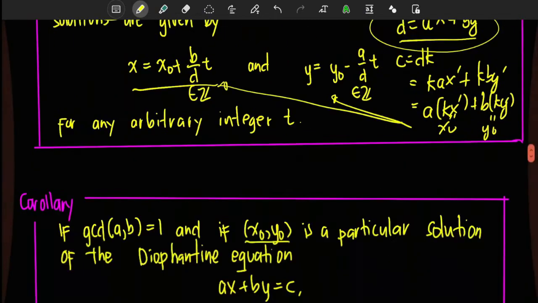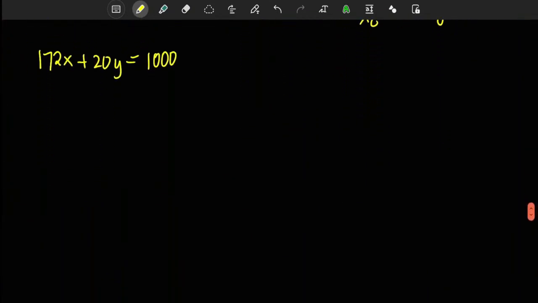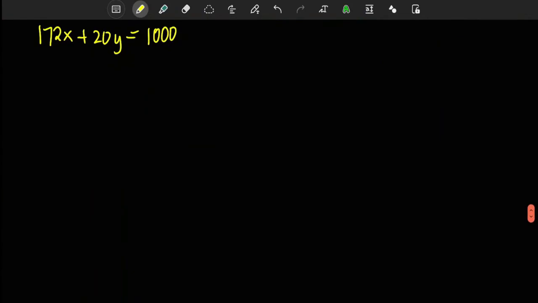Okay? So let's go back to our problem. Now, yung unang problem natin, 172x plus 20y equals 1,000. So again, the first thing to check is to determine whether the GCD of A and B divides C. So in our expression, yung 172, yun yung magiging A. Yung 20, yun yung magiging B.